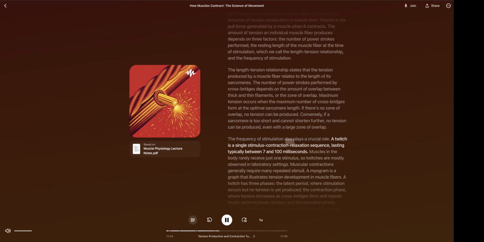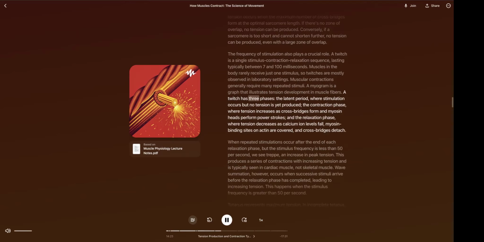A twitch is a single stimulus contraction relaxation sequence lasting typically between 7 and 100 milliseconds. Muscles in the body rarely receive just one stimulus, so twitches are mostly observed in laboratory settings. Muscular contractions generally require many repeated stimuli.